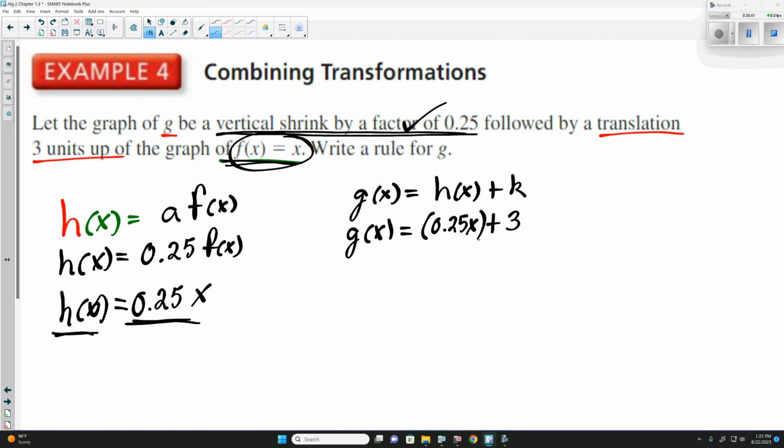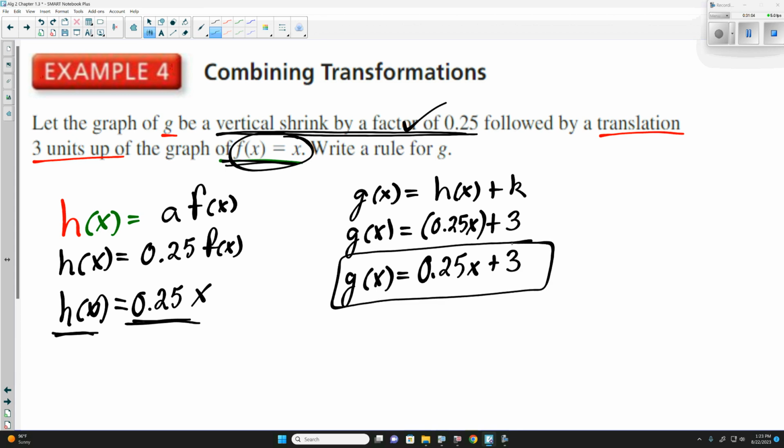Now we can do this all at once, because we can replace h of x. We don't necessarily have to rewrite h of x and then rewrite the whole thing with h of x in it. Our function h of x is represented by our 0.25x. And when we simplify, it'll tell us that our final function is 0.25x plus 3.